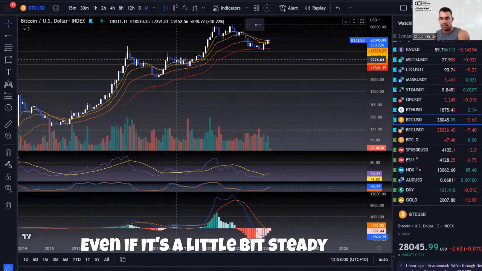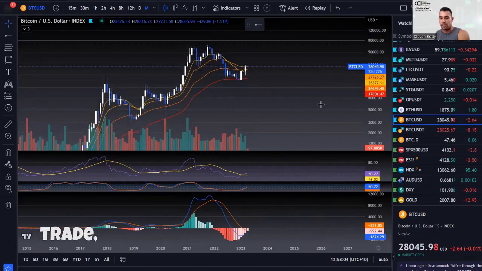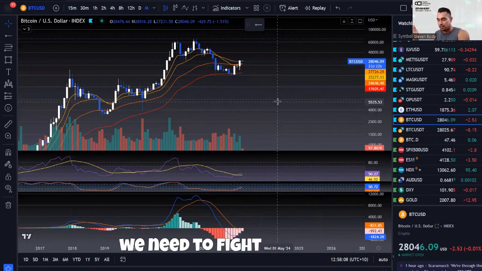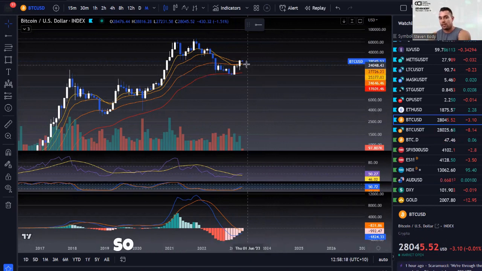Even if it's a little bit steadier like this one, it doesn't have to go straight up, but given the flight to safety trade, Bitcoin's resilience, everything that's happening, we need to fight regulation, we need to fight politicians. There's all this war at the moment. Something needs to give positively, in my opinion, for Bitcoin and what we know for its technology to do and solve. So monthly is really, really big one for me on the April close.